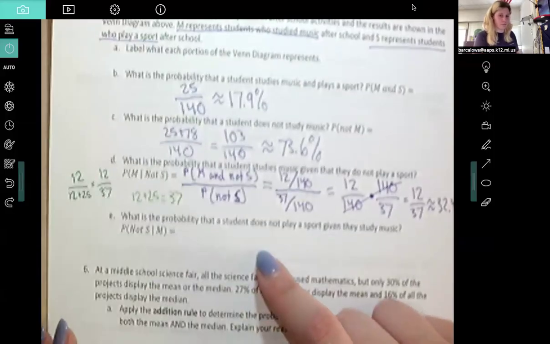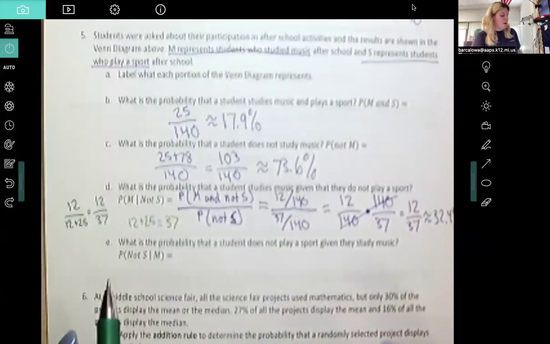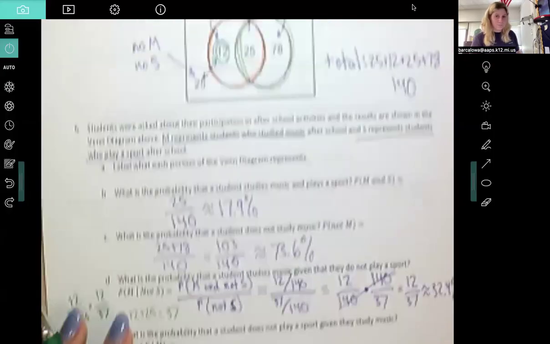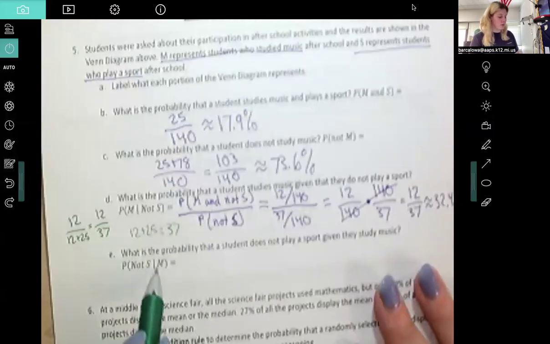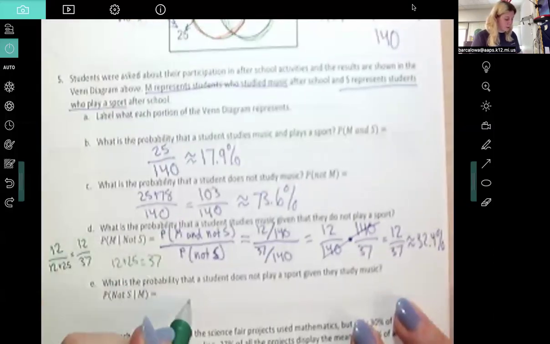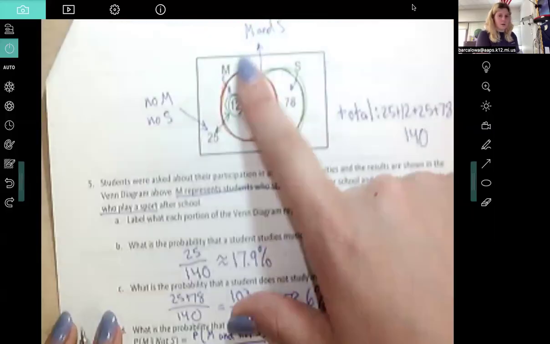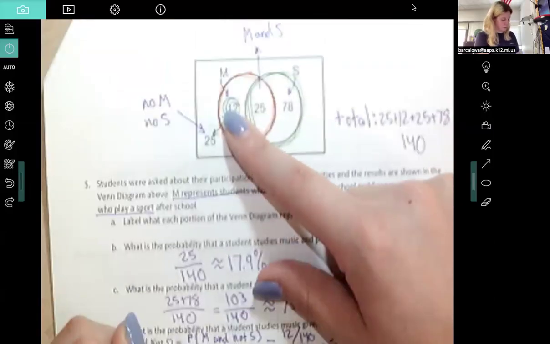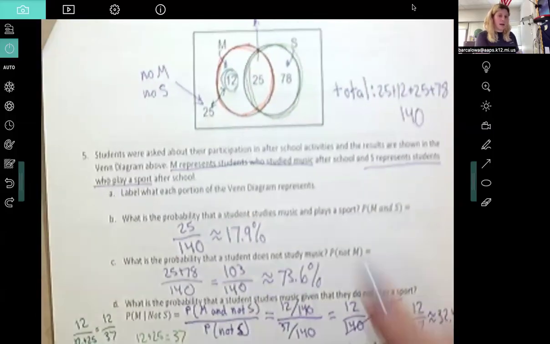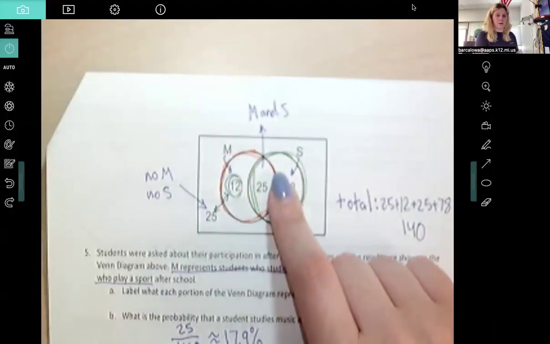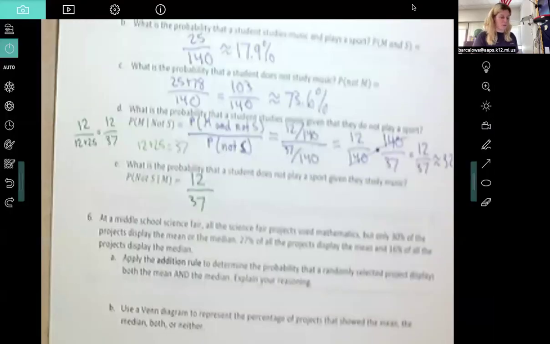Okay, maybe we'll do this one without the formula. What is the probability a student does not play a sport given they study music? So I'm looking out of the whole music group. So 12 plus 25, which also happens to be 37. Out of everyone in music, what's the probability there's no sport? So that's also 12. Out of everyone in this orange circle, these 12 do not play a sport. So 12 out of 37.